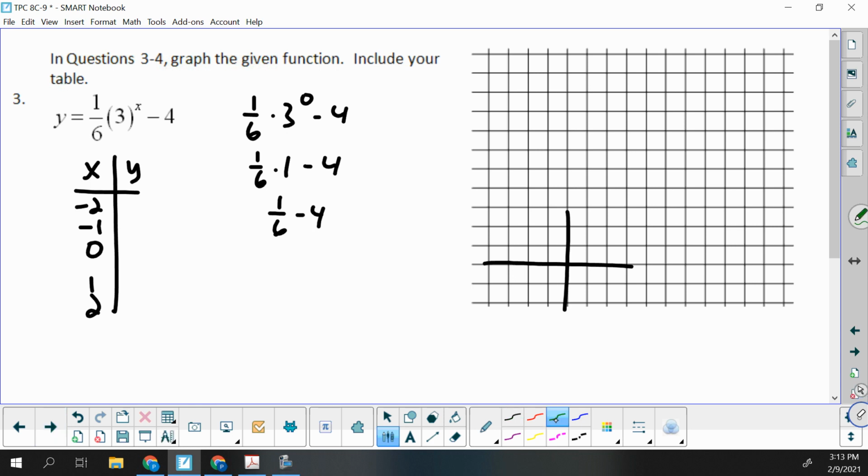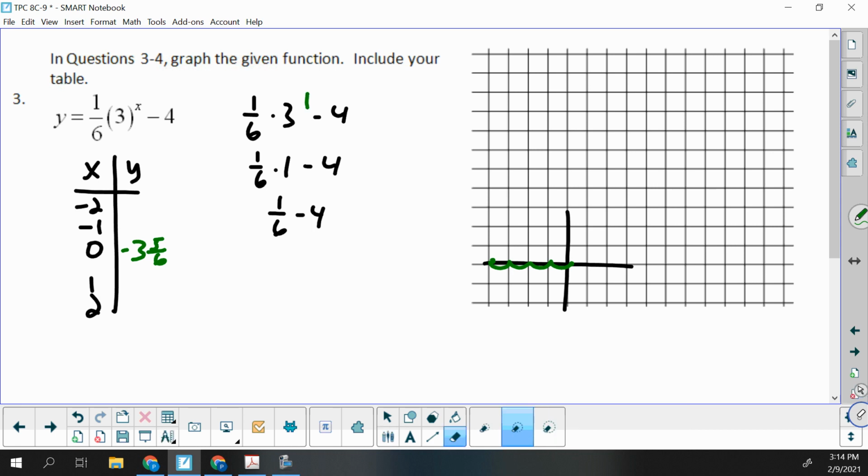I'm just using this as a number line. If you're at 1/6 and go 1, 2, 3, 4 to the left, we are now at negative 3 and some fraction. When you cross over the y-axis, it shouldn't be that same fraction. It should be its opposite, so we'll have negative 3 and 5/6.